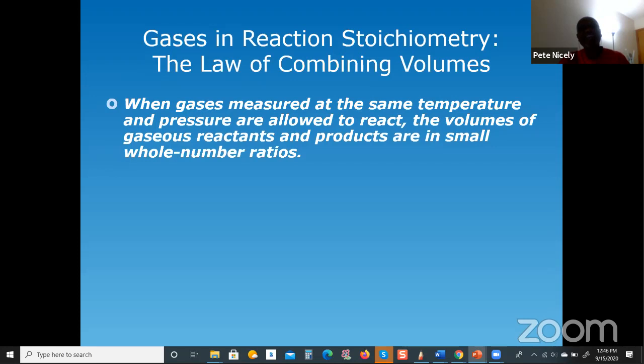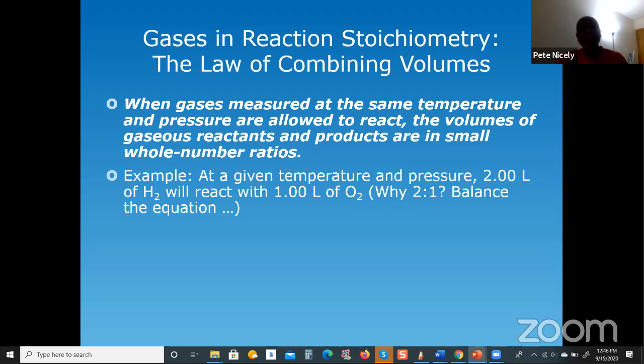So what this is saying is that if you have a reaction taking place between gases to produce gases, and all the gases are at the same temperature and pressure, then what you'll find is that the ratio of the gases involved as reactants and products will exist as small whole numbers, and in fact will parallel the small whole numbers which would represent their coefficients in the balanced equation.